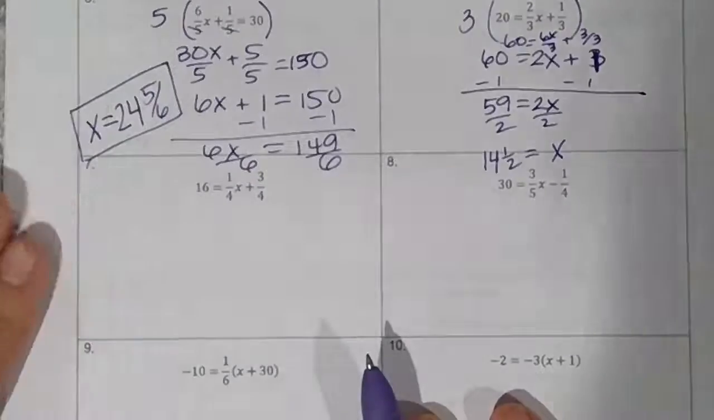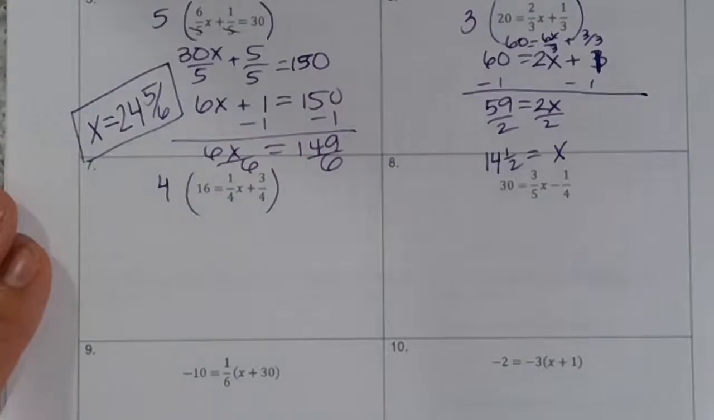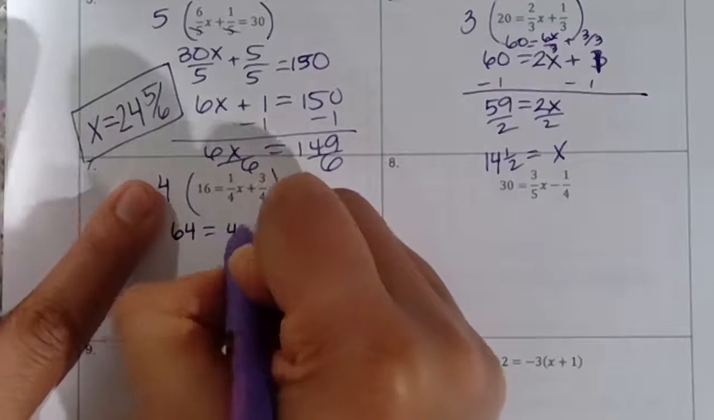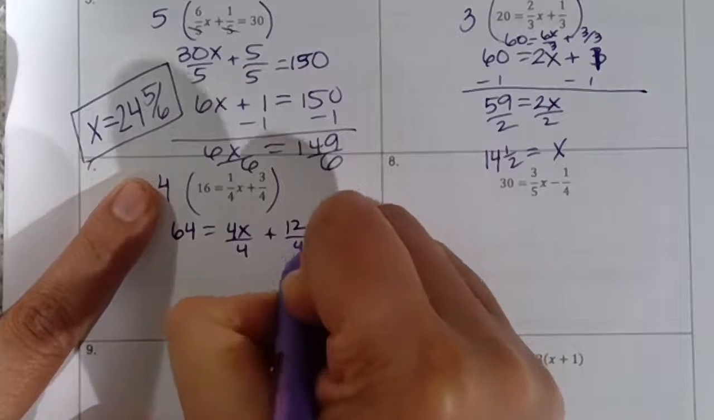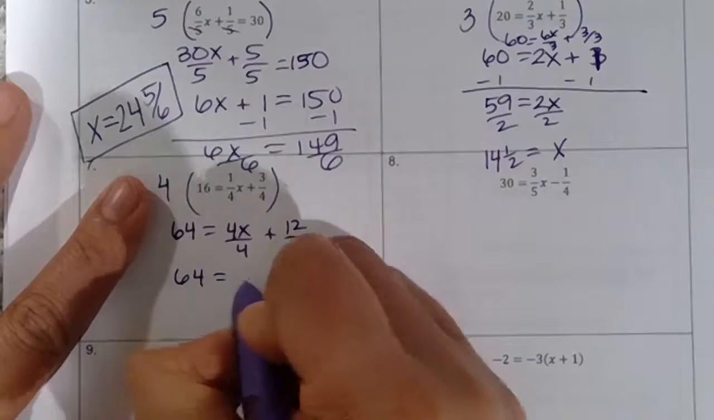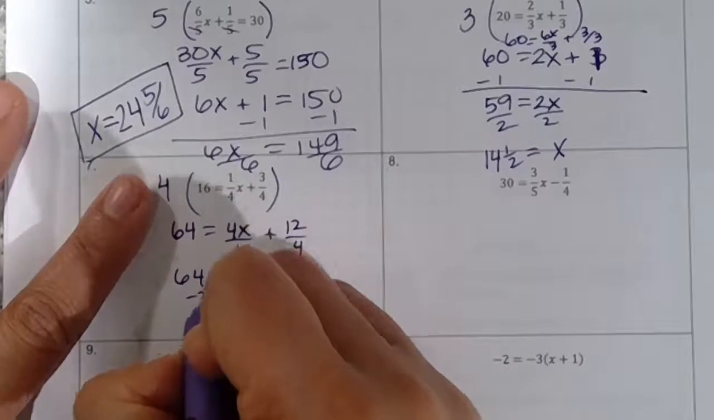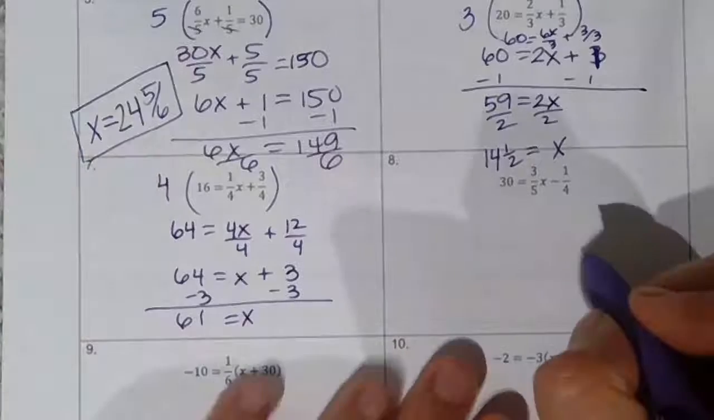All right, next problem, the same thing. We're going to go ahead and multiply this by 4. So we have 64 equals, simplify, and then do your math and solve. Okay, that one worked out nice.